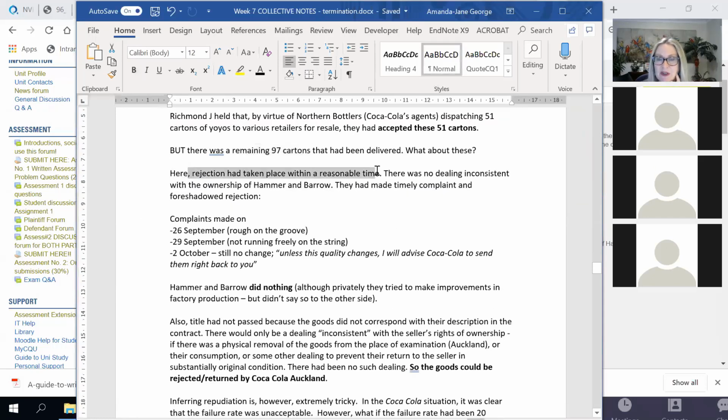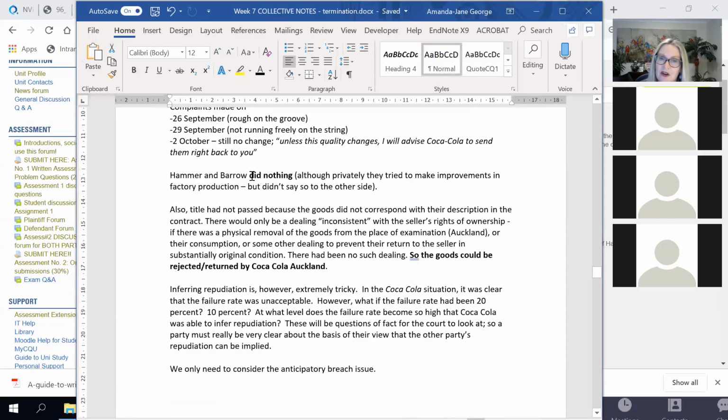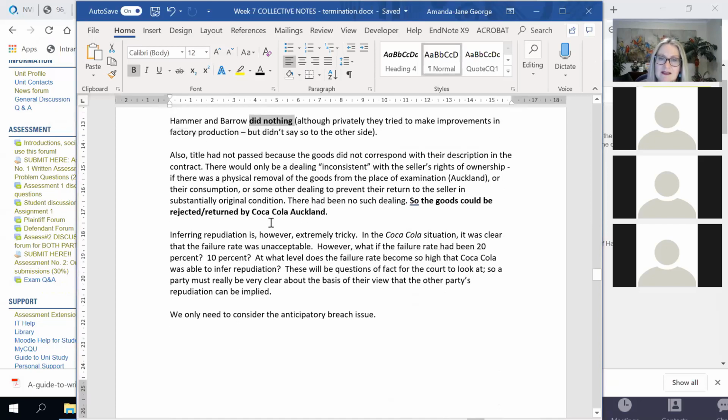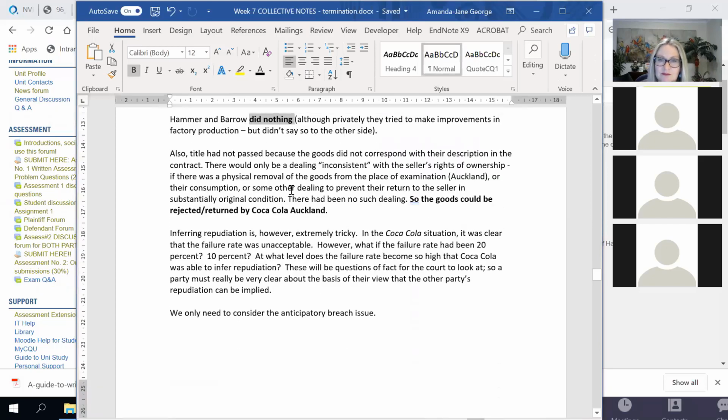Rejection had taken place within a reasonable time. There was no inconsistent dealing that would suggest they relinquished ownership. They made timely complaint. And not only did that happen, but in the face of all of that, Hammer and Barrow did nothing. And so the goods could be returned.